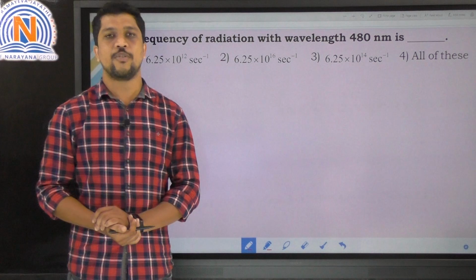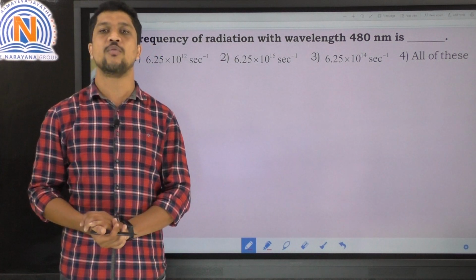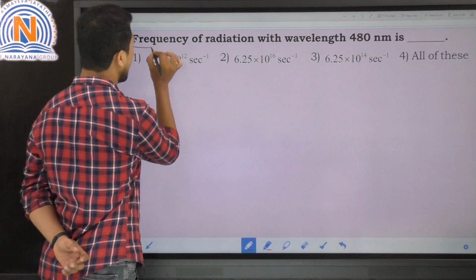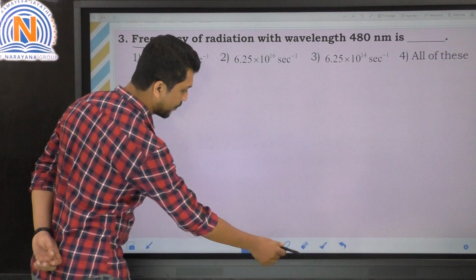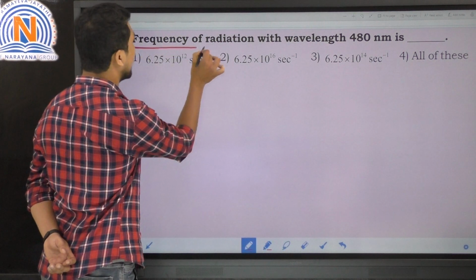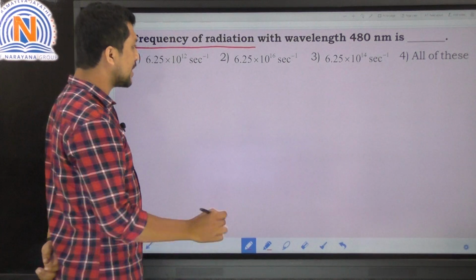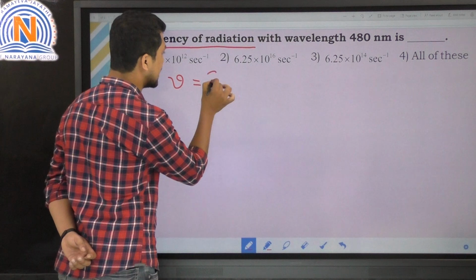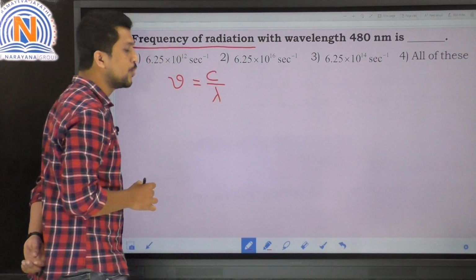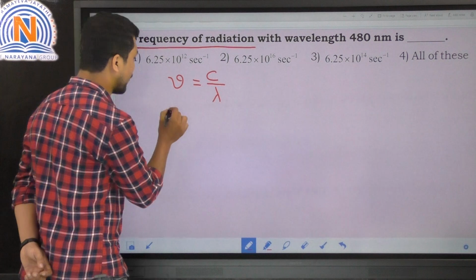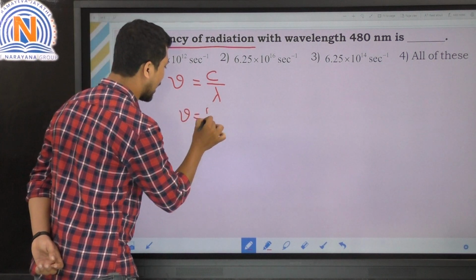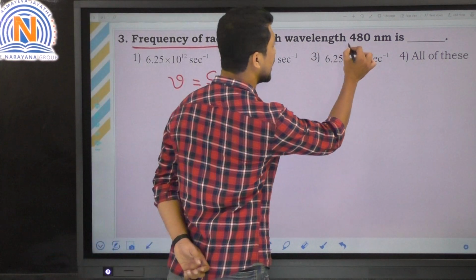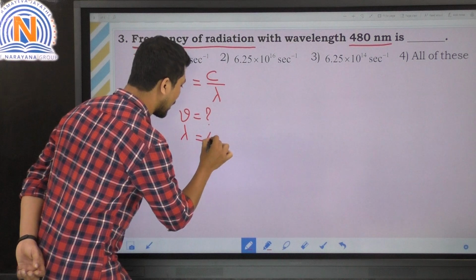Here the third question: frequency of radiation with wavelength 480 nanometers. Here we need to find the frequency of a particular radiation. Frequency is indicated with nu. We know that nu equal to c by lambda. Nu is the frequency we need to find, and lambda is wavelength. How much wavelength have they given? That is 480 nanometers.